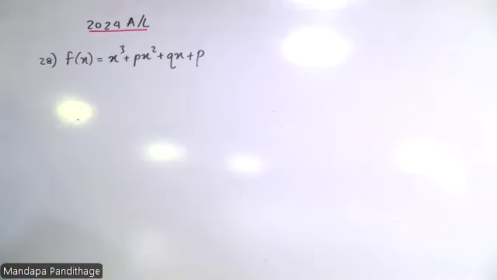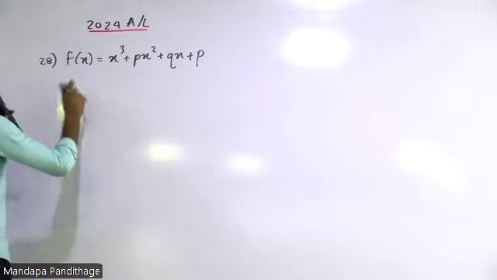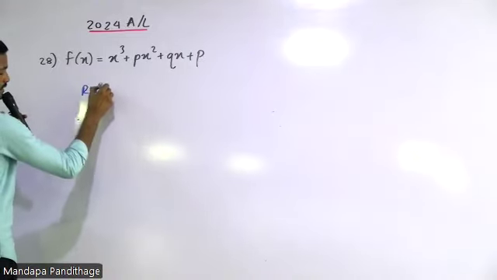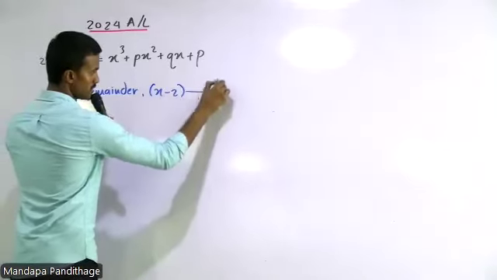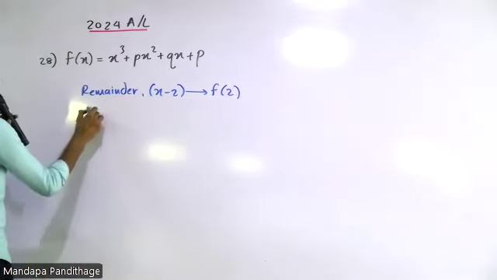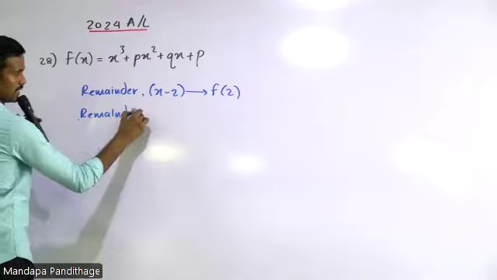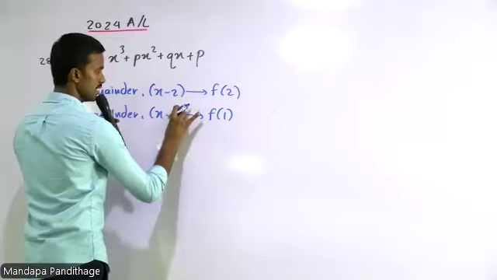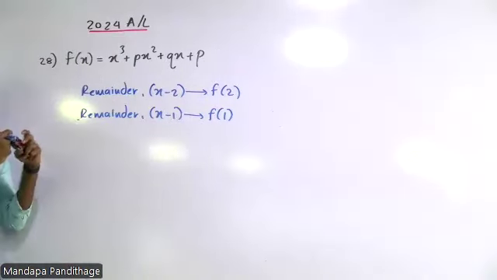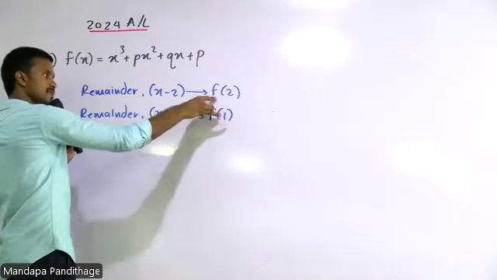Okay, so what is the data that they have given? The remainder when f(x) is divided by x minus 2 is 36 more than the remainder when f(x) is divided by x minus 1. So I know that when I divide this by x minus 2, the remainder is f(2), and when I divide this by x minus 1, the remainder is f(1). So that is clear. So what they have given is this remainder is 36 more than this remainder.